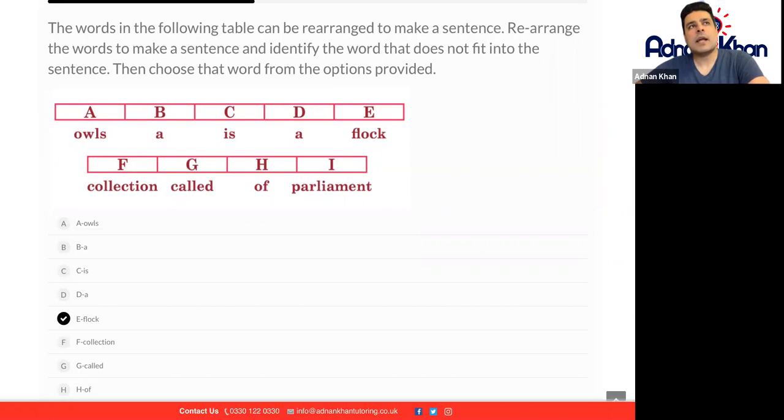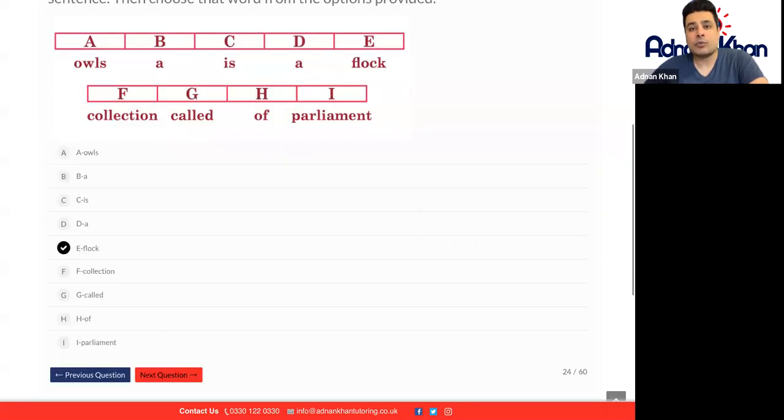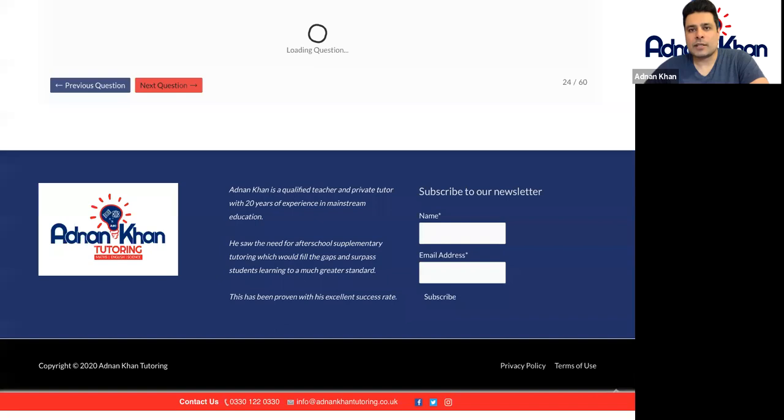So when we say a collection of birds, we say a flock of birds. But when it comes to owls, the correct word is actually parliament, which means flock in this case is going to be the wrong word and it doesn't fit into the sentence. Okay, so we choose E for flock. All right, so let's lock this in and go on to the next question.